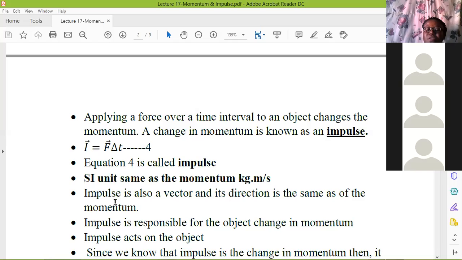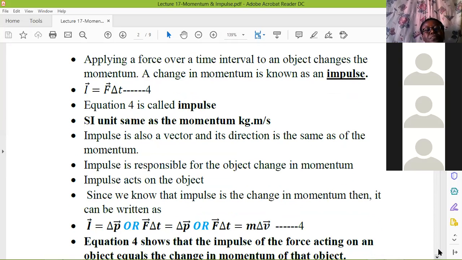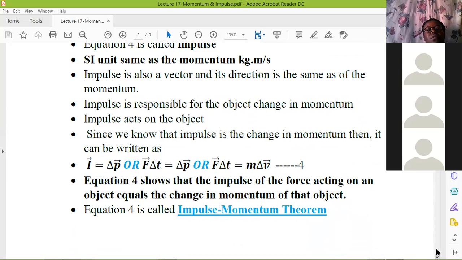Okay, so the impulse is also a vector. It also tells you the direction, and the direction of the impulse is the same direction as the object's momentum, or I can say the direction is also the same as the force applied to that object.